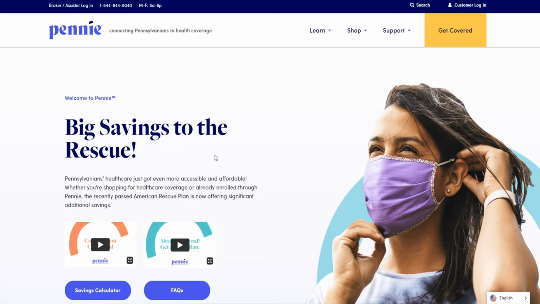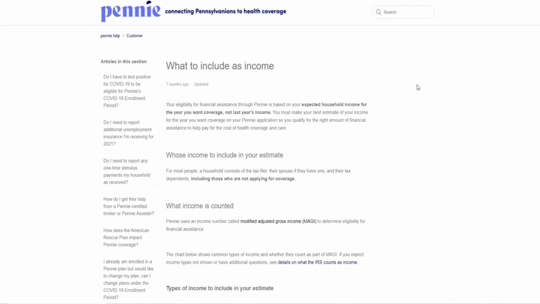We are doing everything that we can possibly to make sure that not only our broker partners, our assister partners, our community partners are aware of what these savings mean to people. But generally, where it all begins is it begins with a discussion of income and what it means to address income with a customer. So the first thing that I'd like to focus on is a common question. And that question is what to include in income.